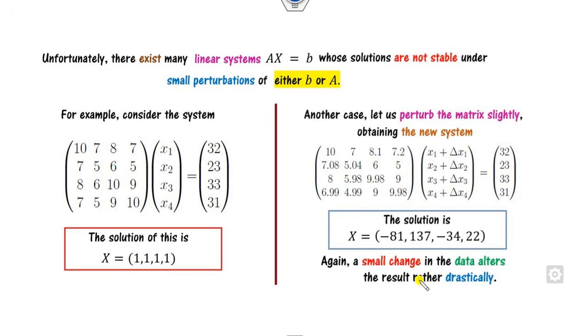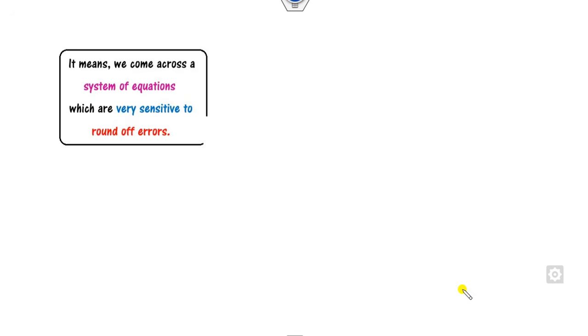So what is the meaning of that? A small change in the data, either in B or in A, will change the result drastically. You can't truncate or round off to any number unless you get some desired accuracy. It means the system of equations is very sensitive to round off error.